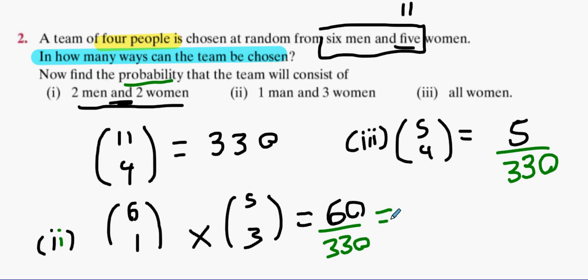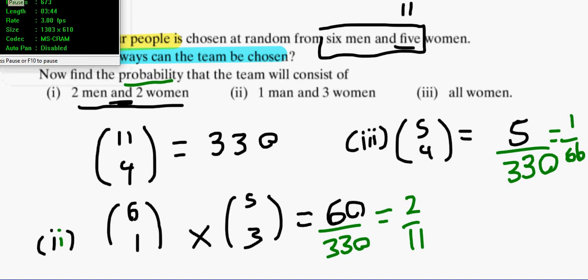So this answer here should be, well, it's 2 over 11. And this answer here should be 1 over 66. So just remember the key words, alright? The key word is probability. So you have to divide it by the total number of combinations.